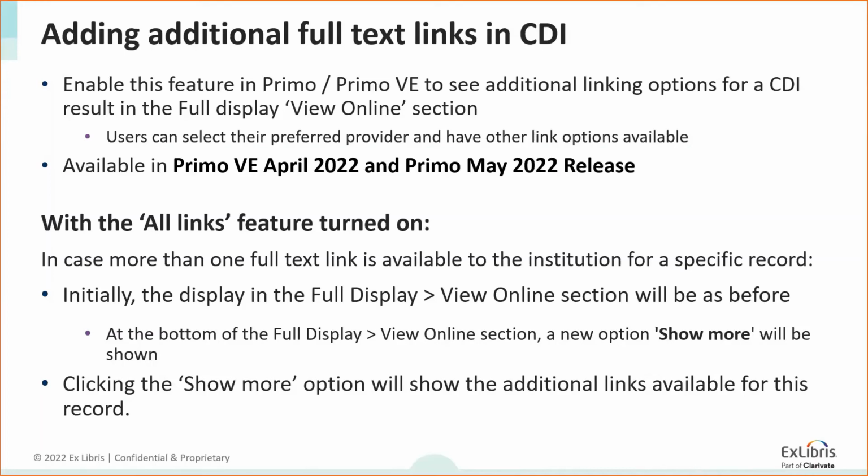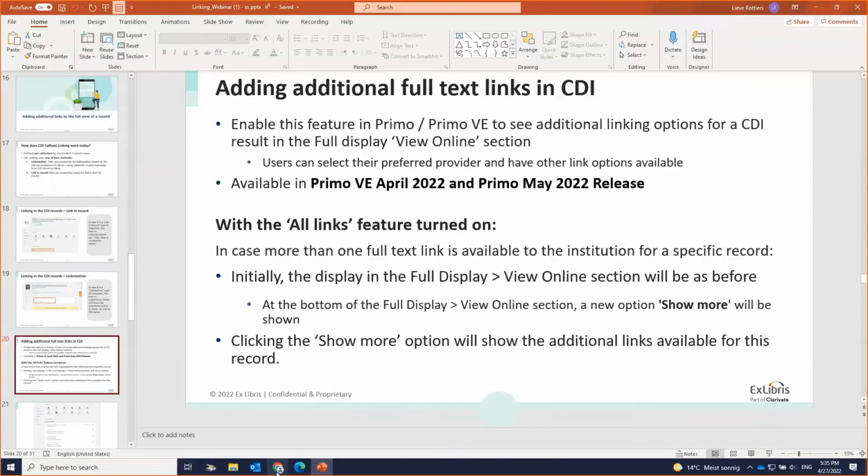So if we look at what happens when this all links feature is turned on, initially the user will not see a difference when they look at the record. When they go to the full display though, and in case there are multiple links available for this particular record, there will be a new element in the UI which says show more. And if you click on this button or this link, then additional links will be available for this particular record. Let me show that quickly in a live demo of the feature.